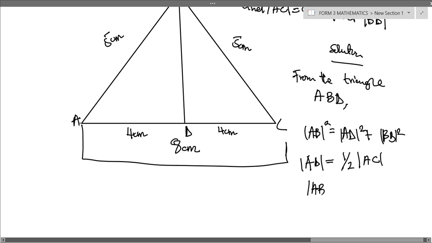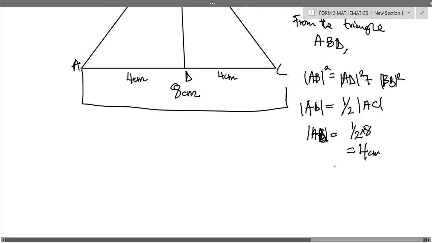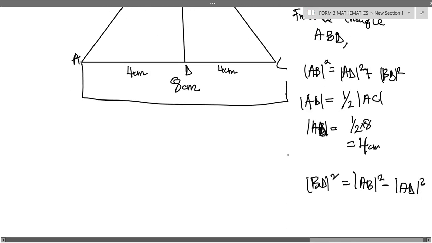Half of AC will give you 4 centimeters. So now we can say in our solving that half of what? Of 8, which is going to give us what? 4 centimeters. So we know AD is what? Is 4 centimeters. So with the knowledge of knowing that AD is 4 centimeters, how are you going to find the value of BD? Remember, we are looking for BD. So now our BD squared from this main formula will be equal to what? AB squared minus AD squared. And what is AB? AB is 5 centimeters.